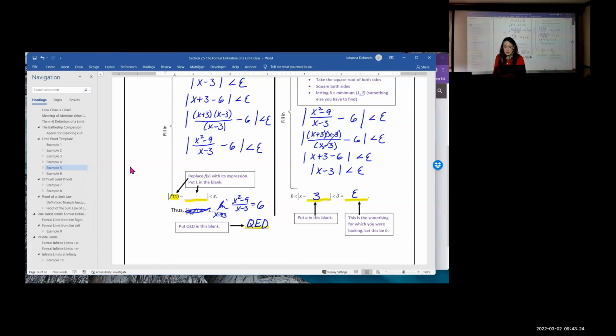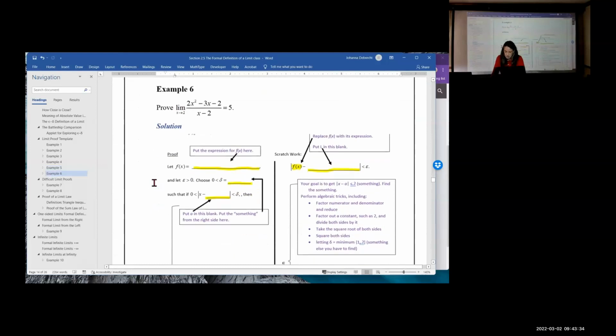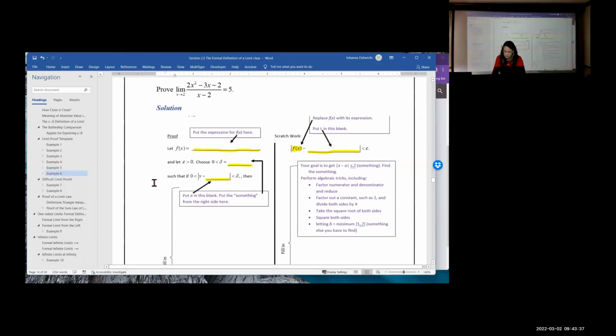Let's see. There's one more that I want to work today, which is a little bit different. It's much like the last one we did. A little different, but mostly like the last one. So we want to prove the limit as x approaches 2 of 2x squared minus 3x minus 2 over x minus 2 equals 5. So we have a equals 2. We have a more complicated rational expression for the function, and our limiting value is 5.